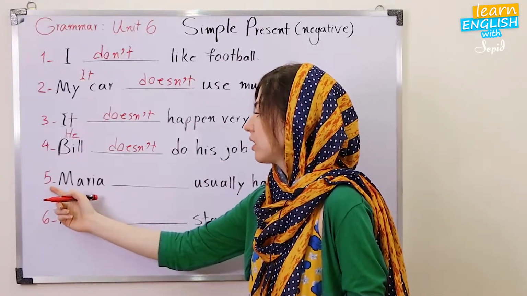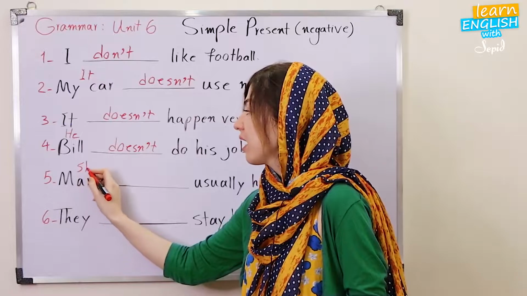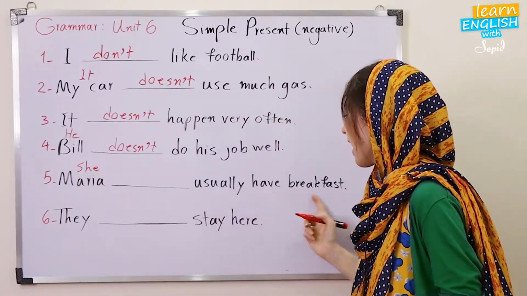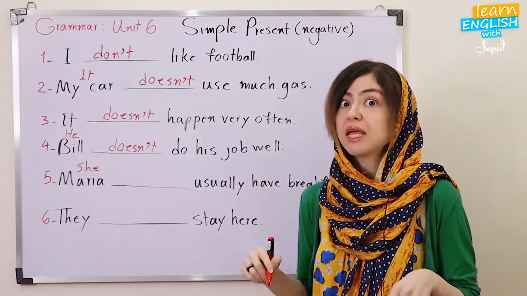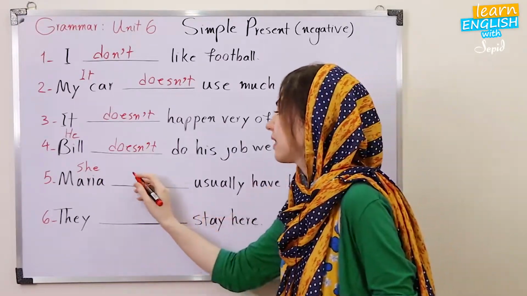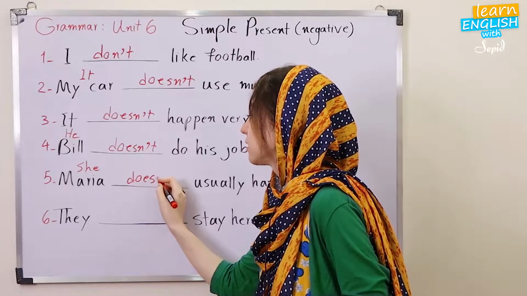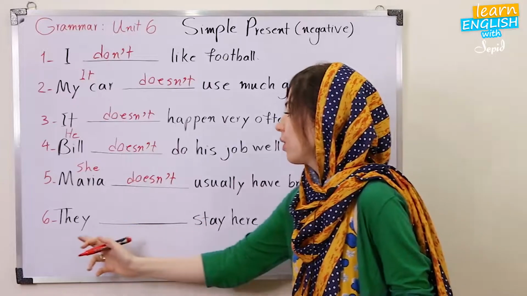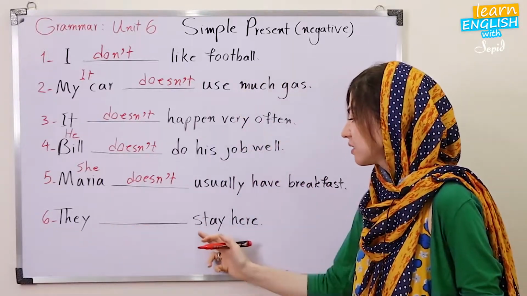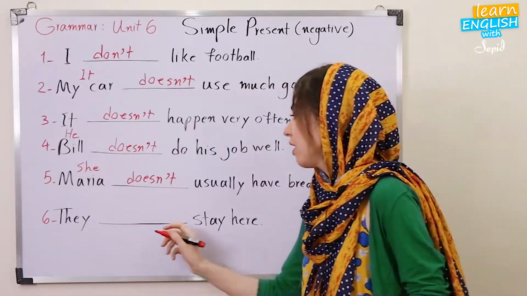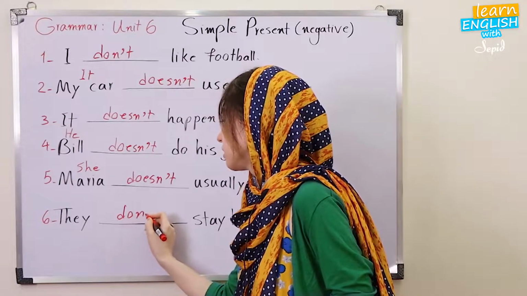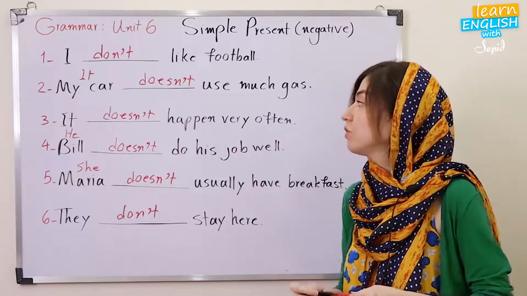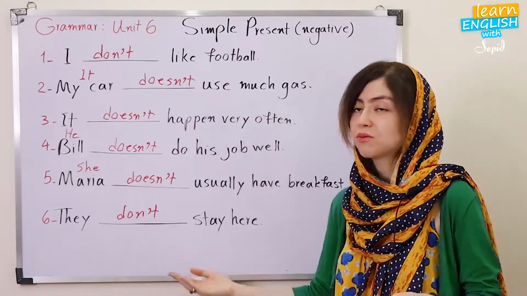Now, next one, Maria. Maria is she, okay? Usually have breakfast. Maria doesn't usually have breakfast. So, number 6, they stay here, okay? They don't stay here. So, that was all about this section's practice.